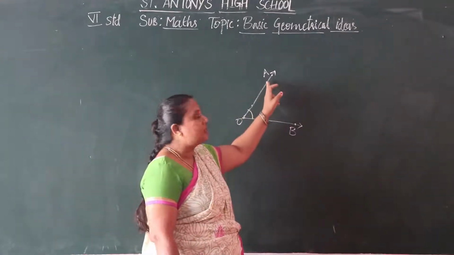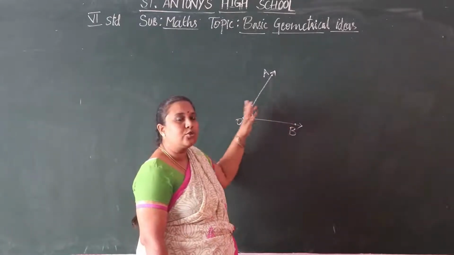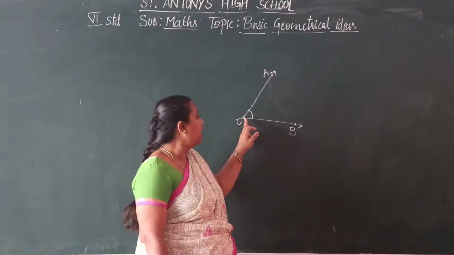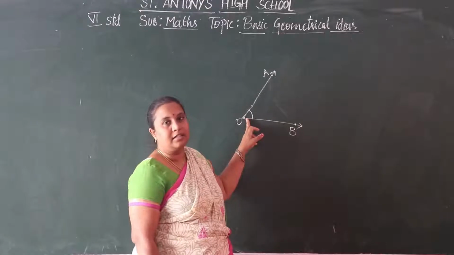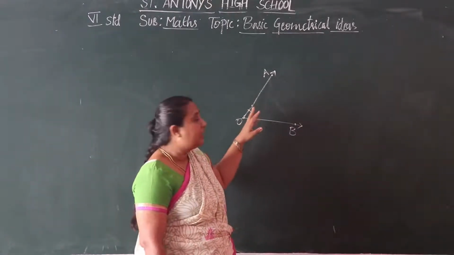See, OA is one ray, OB is another ray. So two rays join together at a point. The starting points of the rays we can join here. The two rays form an angle.